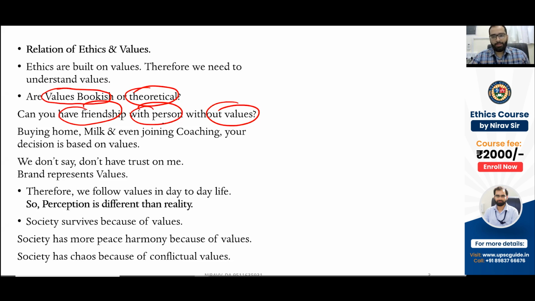Okay, now when you go and buy a home, usually जो builder है आपका, उसके ऊपर भी आपको trust होना चाहिए. Trust, how would that trust come? That trust would come on the basis of some values, yes or no? If you don't have those kind of values, those kind of trust, you will not buy the house from there, yes or no?